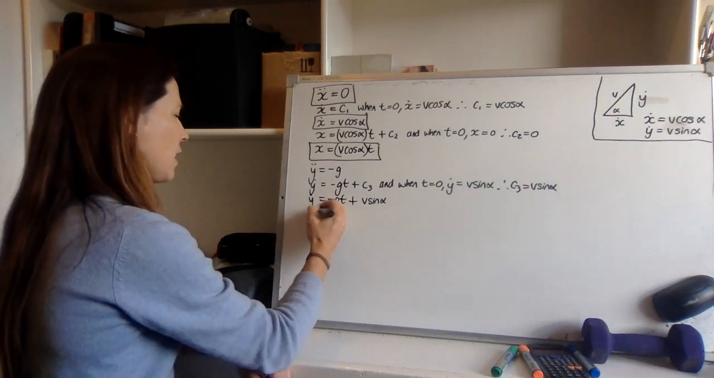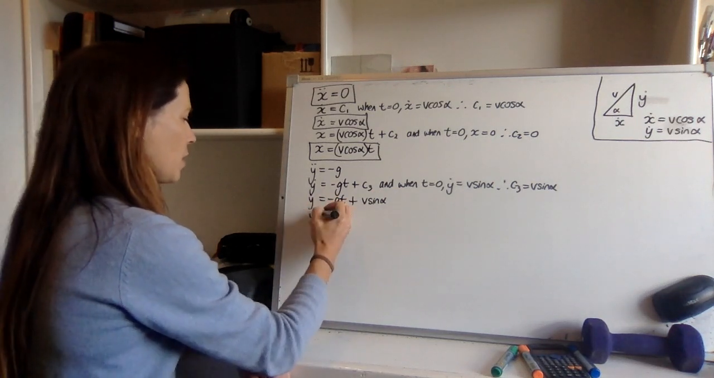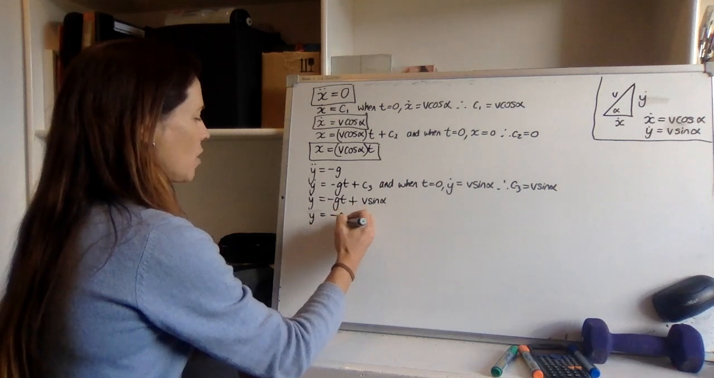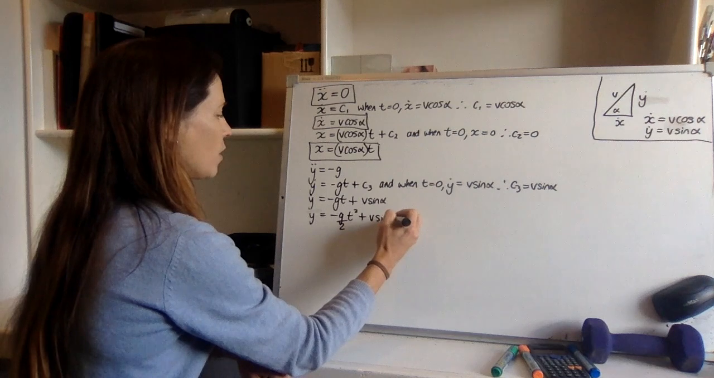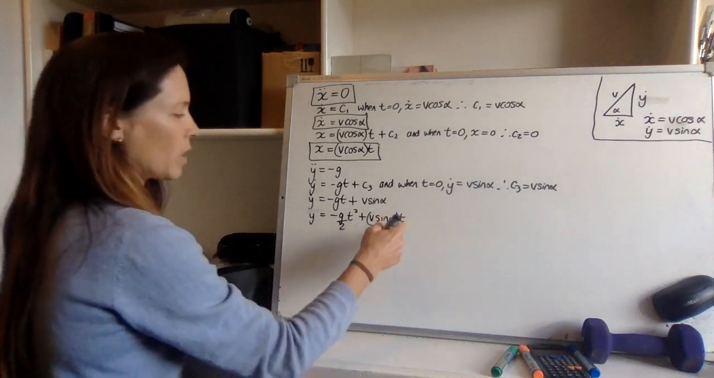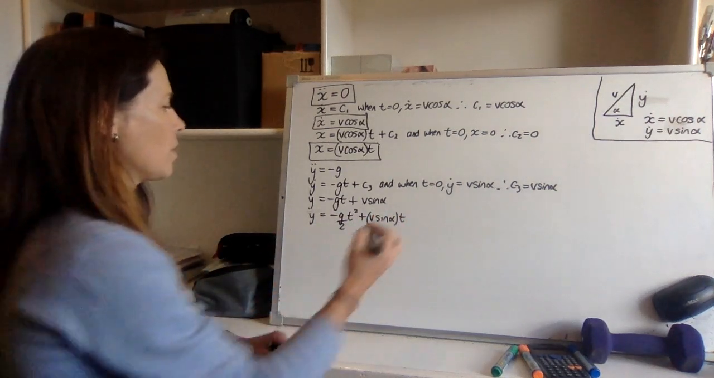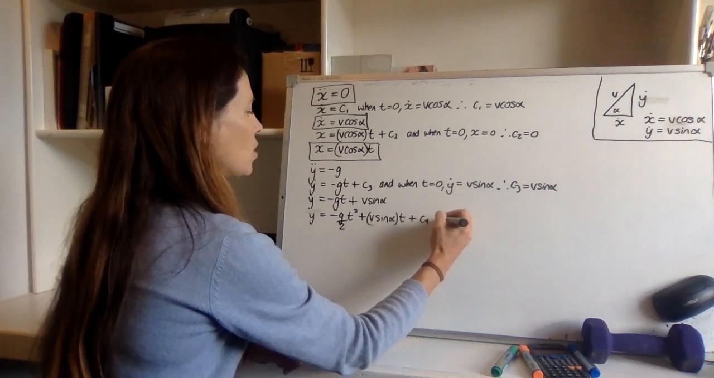Now we need to integrate that again. Whoops, we don't want the dot on it this time. And we get minus g over 2 t squared plus v sine alpha multiplied by t, and we can again put the t in after the v if you want to, plus another constant of integration.